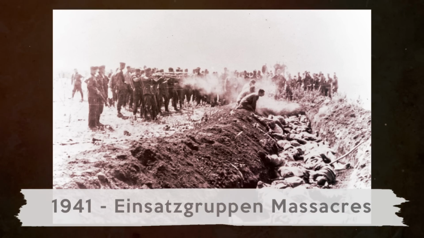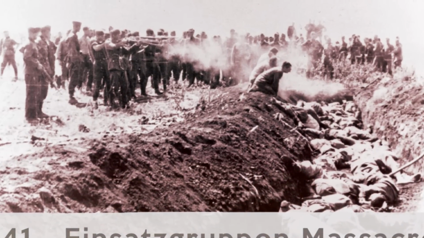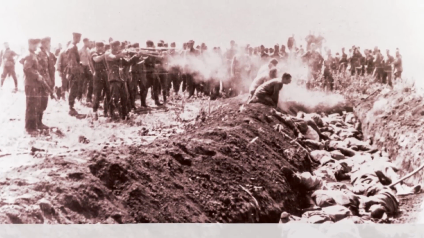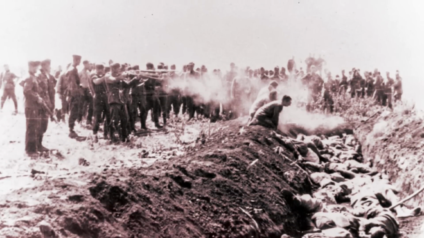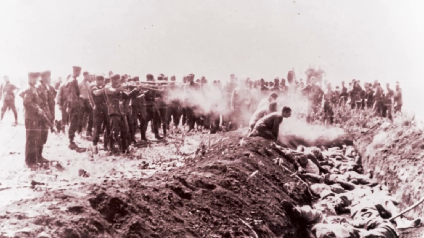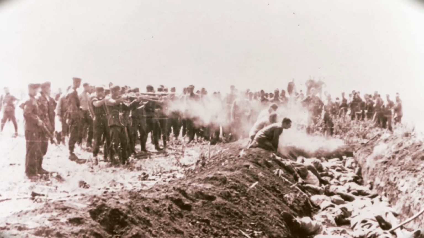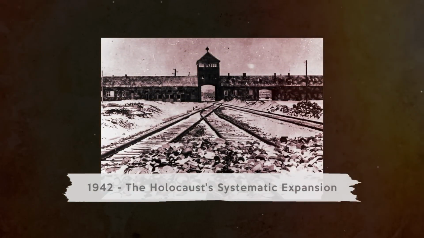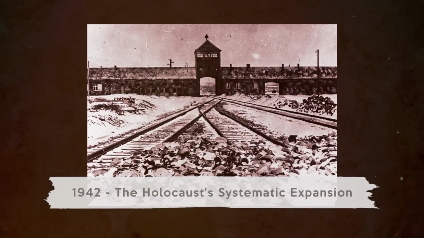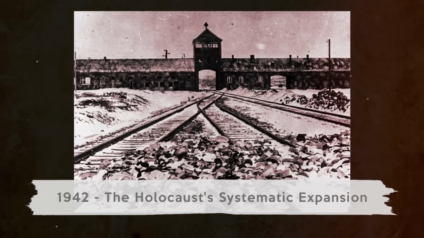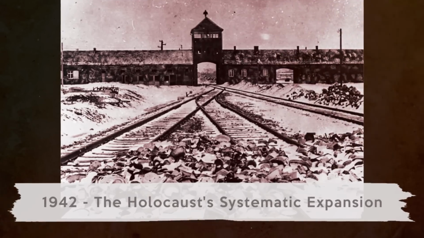1941, Einsatzgruppen massacres. From 1941, Nazi Einsatzgruppen executed mass shootings of Jews, Roma, and Soviet prisoners of war across Eastern Europe. 1942, the Holocaust's systematic expansion. In 1942, Nazi Germany constructed death camps like Auschwitz, where millions were murdered in the name of the final solution.